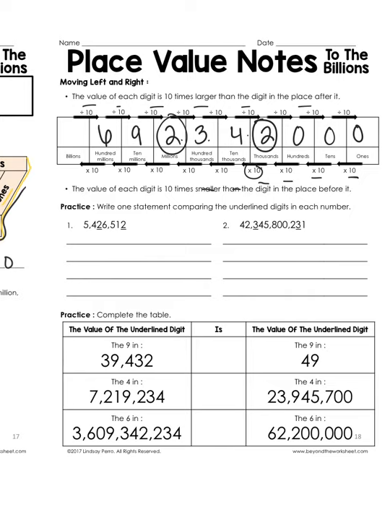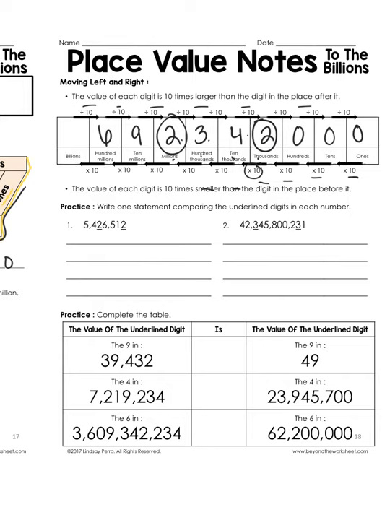So this is 10, 100, 1,000, 10,000 times bigger than that 2,000. 2 million is 10,000 times bigger than 2,000. Okay? So the value of each digit is 10 times smaller than the digit placed before it. So the 2 in the millions place is 10, 100, 1,000, 10,000 times bigger than the 2 in the thousands place, or the 2 in the thousands place is 10,000 times smaller than that one.